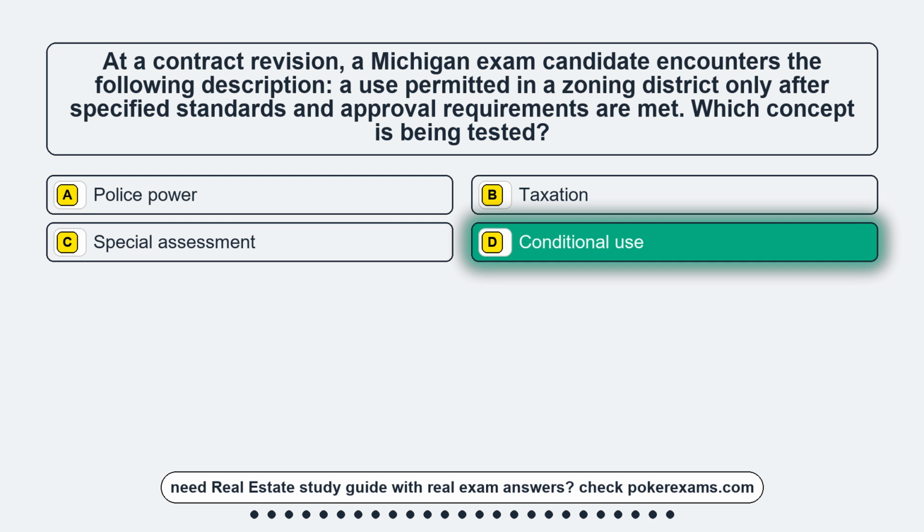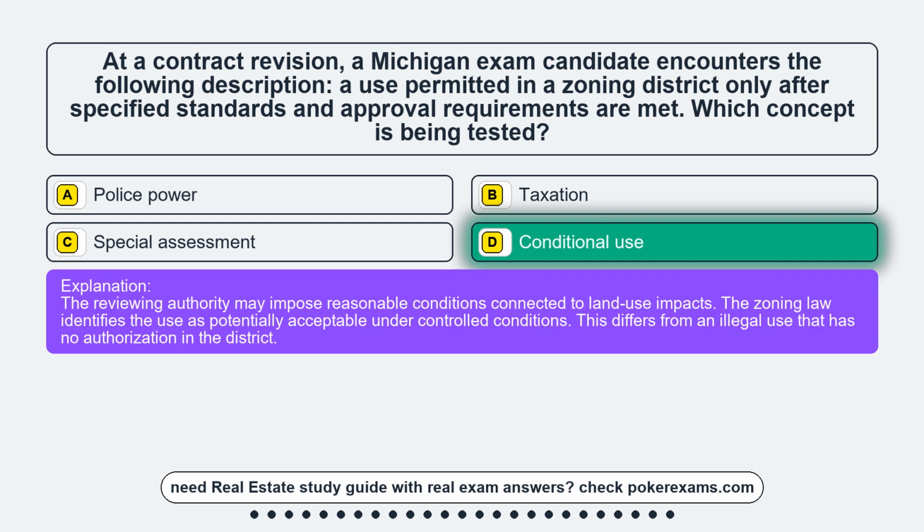Conditional use. The reviewing authority may impose reasonable conditions connected to land-use impacts. The zoning law identifies the use as potentially acceptable under controlled conditions. This differs from an illegal use that has no authorization in the district.